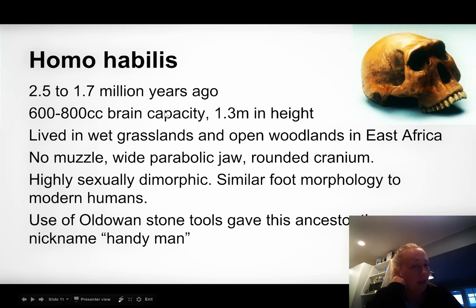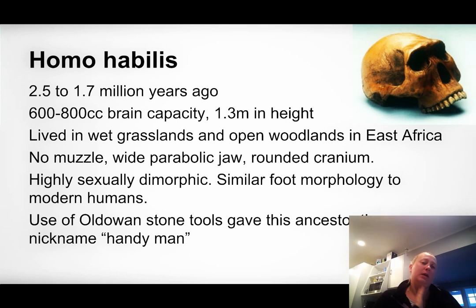Homo habilis lived somewhere between 2.5 to 1.7 million years ago. Now, this is the first Homo species we're looking at. And there's a little bit more of a linear progression through these species. So these guys are definitely more related to us than the ones that we've looked at in the last couple of minutes.